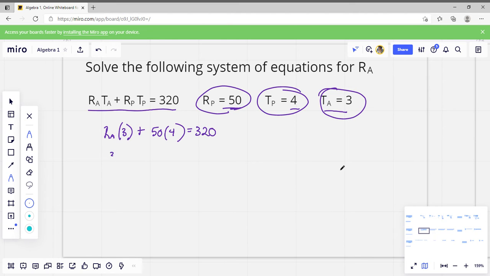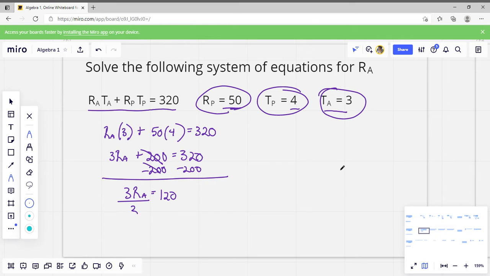3 times RA would be 3RA plus 5 times 4 would be 20, that would be 200, equals 320. Now we're going to subtract 200. We're going to get 3RA equals, that would be 120.